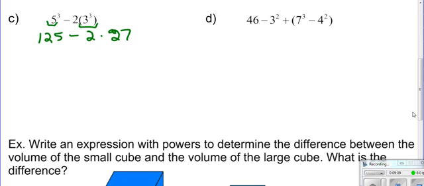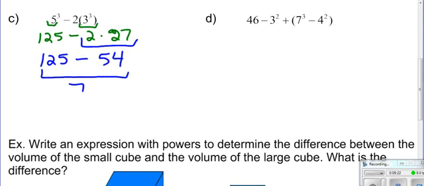Now we have subtraction and multiplication, so we are going to multiply before we subtract. So 125, subtract carries down, subtract 54. Now we can subtract, and we get 71.